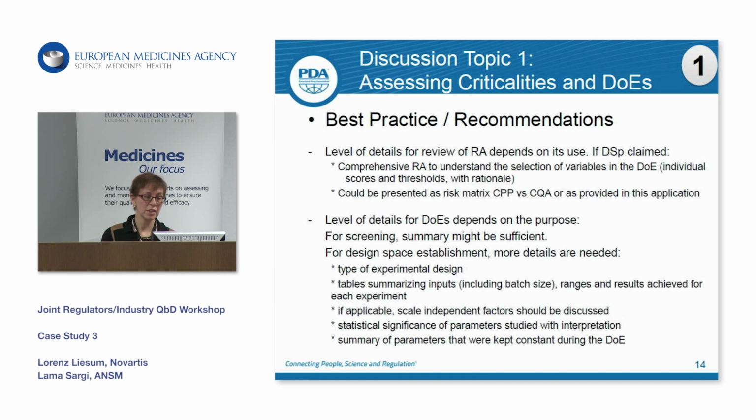So regarding the recommendations, we have chosen to address the level of details that is needed in the application for the review of the risk assessment and of the design of experiments. As you can figure out, this will depend on the purpose and the use of the studies. So if a design space is claimed, we would appreciate to have a comprehensive risk assessment because this will help us understand the rationale used by the applicant for the selection of variables that require further studies. So we would like to have the individual scores and the threshold with a rationale for it.